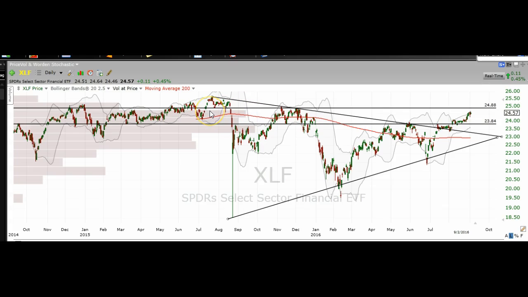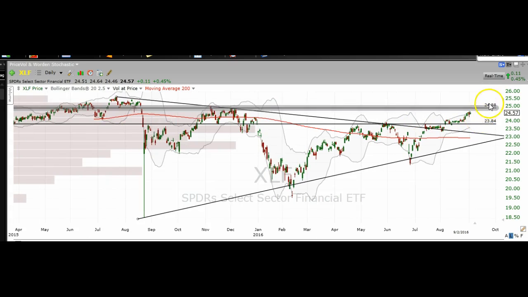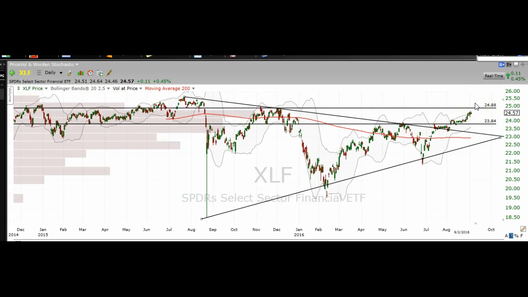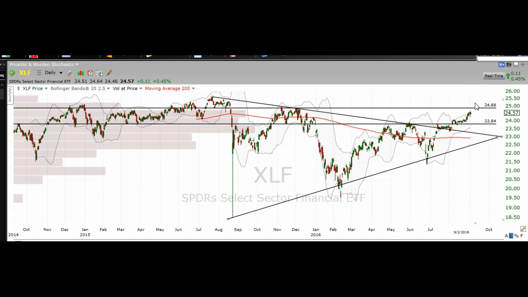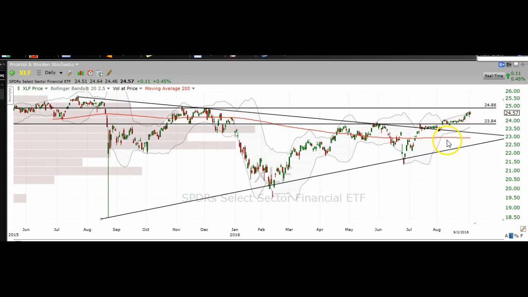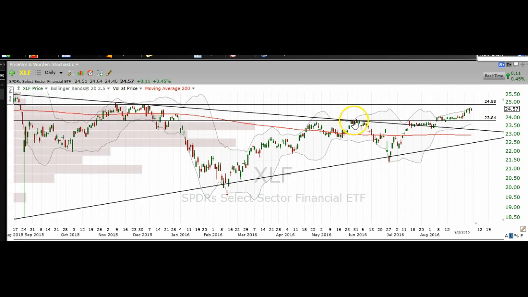So, yes, we're most likely going to be heading higher, but you want to see this $25 level break before really confirming that move higher. At least that's what I'm looking for personally. On the downside, we have support at about 23.80. As you can see, it was resistance here, here, here, here, and then we finally broke over it right there.